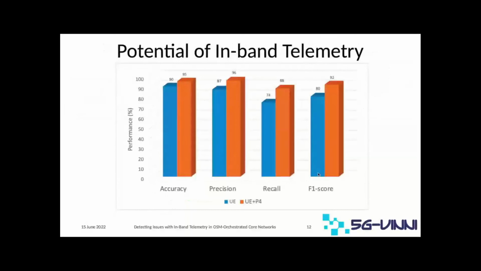Here we are showing our findings. We compare our model performance when using only UE measurements and when we are using UE measurements and the P4 measurements as well. We can see that the overall performance of the model increased by 12% in terms of F1 score. And interestingly, the recall increased by 14%, which is a good indication that the P4 telemetry helps in increasing the number of bottlenecks detected correctly by the model.